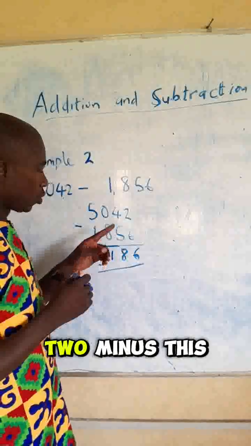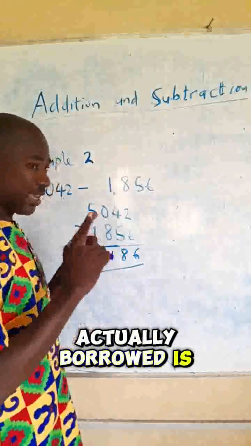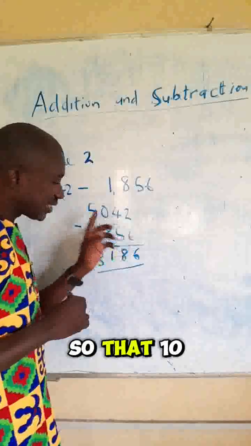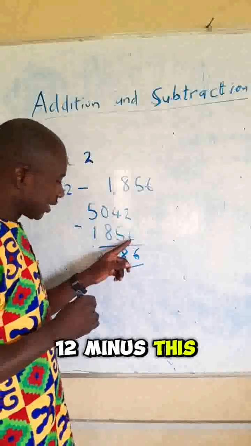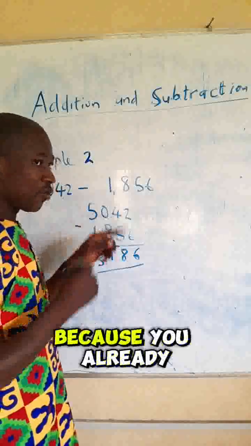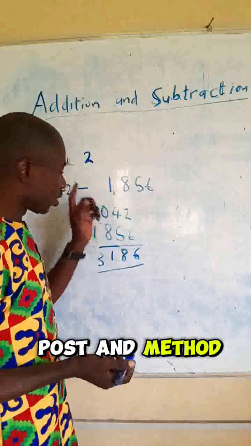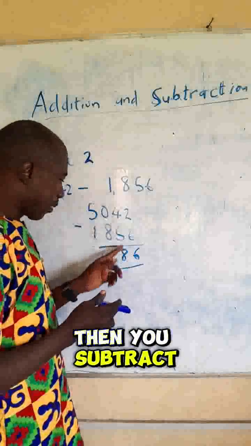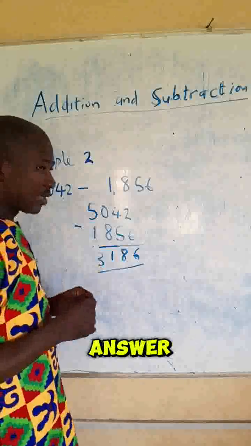I repeat. 2 minus this, impossible. You borrowed 1. That 1 you actually borrowed is 10 because they are all in base 10. So that 10 plus this 2 gives us 12. So 12 minus this 6 gives us 6. Remember what is left here because you are able to borrow 1. Yes, 3. Again, use the same method. You just add that 1 you borrow, you combine it to 10, you add it, then you subtract it. Now this will be your answer.